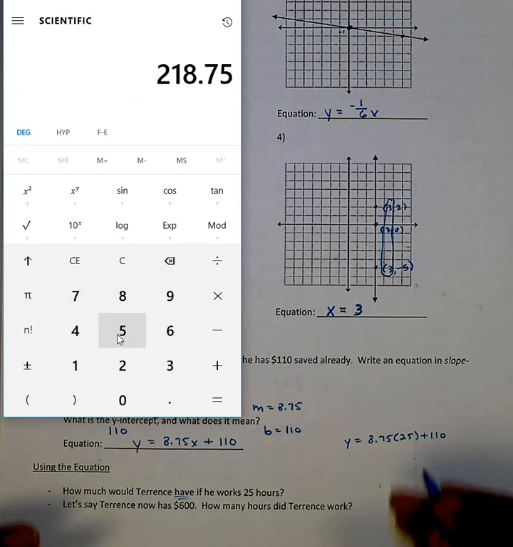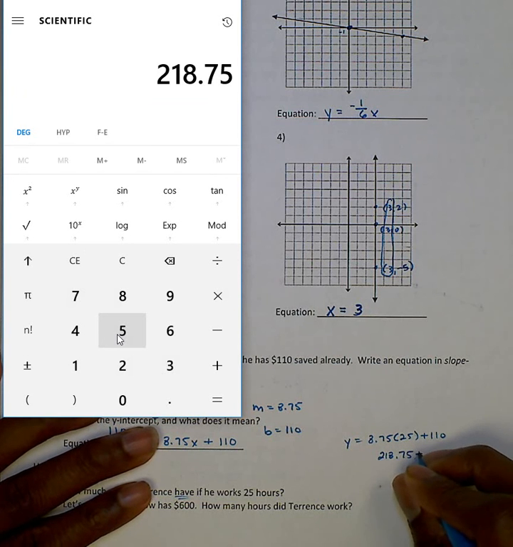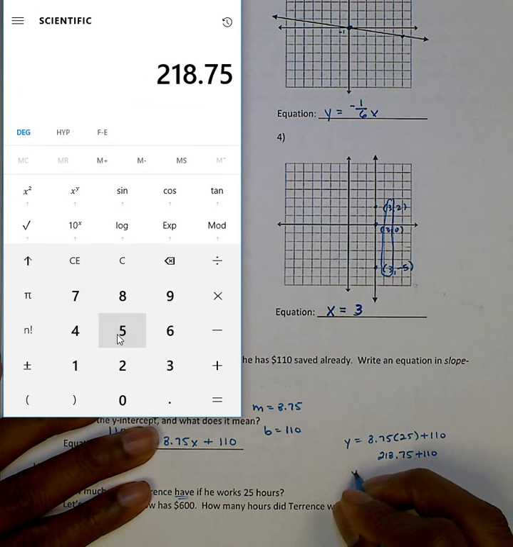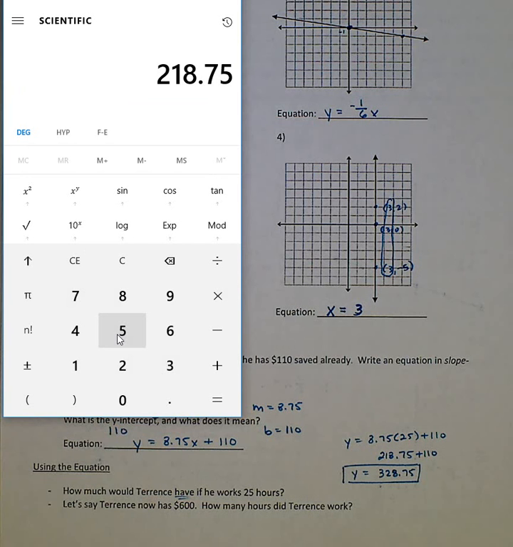All right, so he works for $218.75, and he adds that to the $110 that he already has, and so that means he has $328.75, and that's the answer to that equation. Okay. So notice that we put 25 in for x because x stood for the amount of hours that he worked.